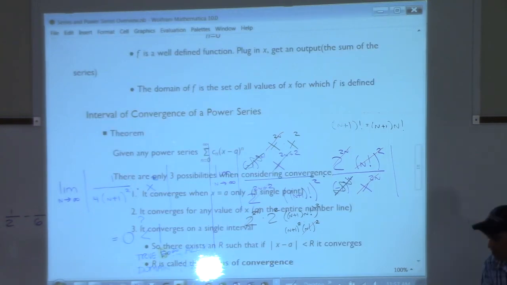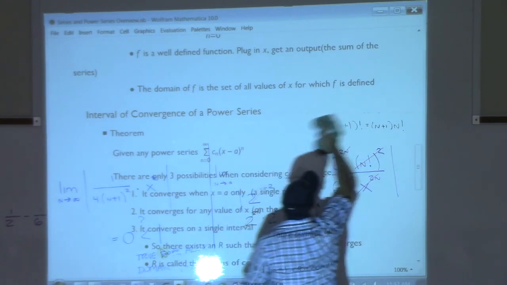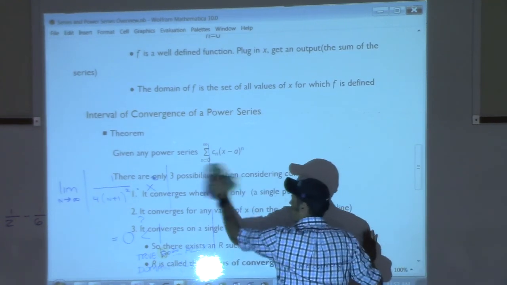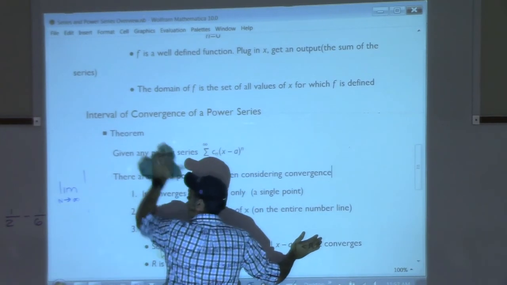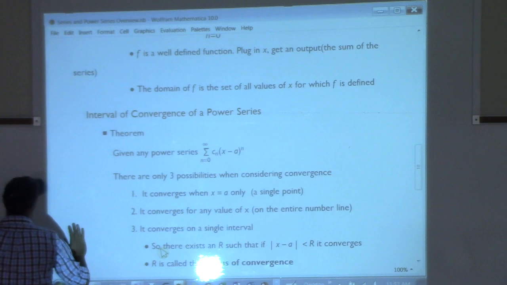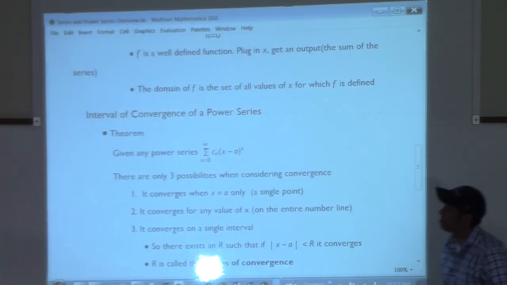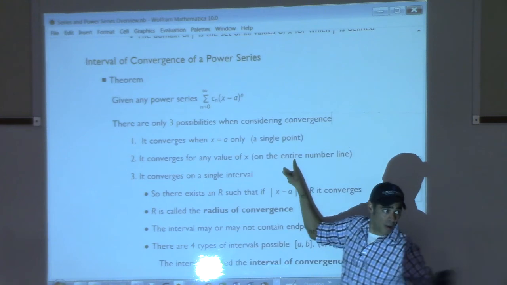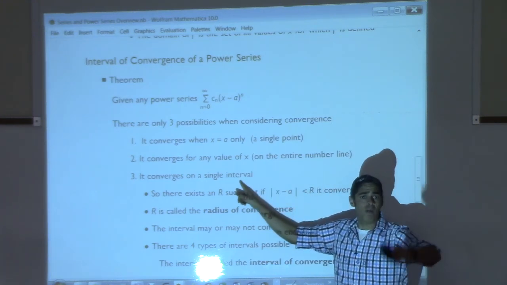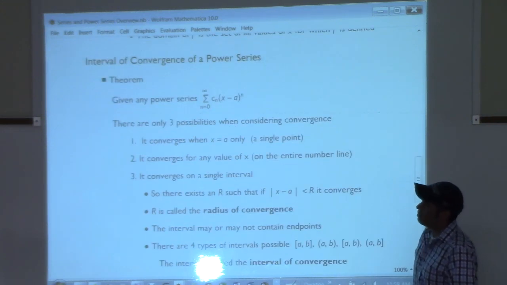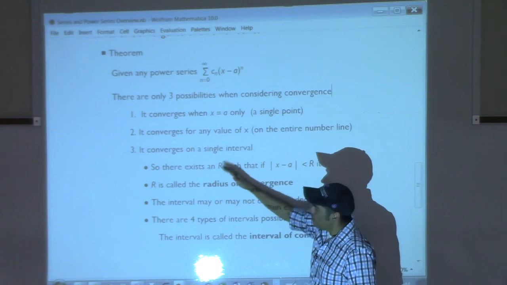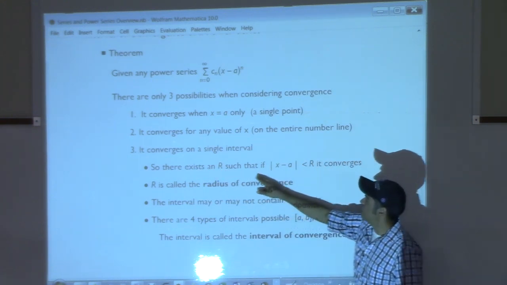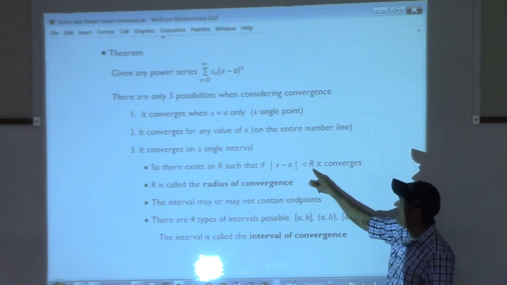All right, so let me go back to this overview. Okay, so let's see if this kind of makes a little more sense now. Given any power series, it converges only at a single point on the entire number line. That's the one we just did. Or it converges on an interval, which was the problem we did before. Now, when we talk about convergence on an interval, a single interval, a couple of things about that. First of all, if it converges on an interval, there exists this capital R such that if the absolute value of x minus a is less than R, it converges.